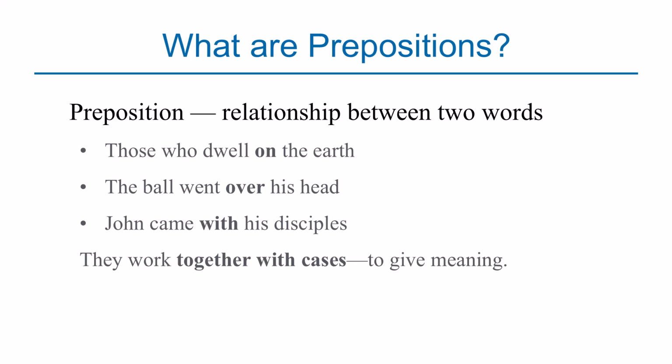What are prepositions? We said earlier on that a preposition is a word that shows a relationship between two words. We have examples in English. The first one: those who dwell on the earth. The word "on" there is a preposition showing a relationship between two things, the people and the earth. For example, the ball went over his head. Or another example, John came with his disciples. And so, prepositions are words that show a relationship between two words.